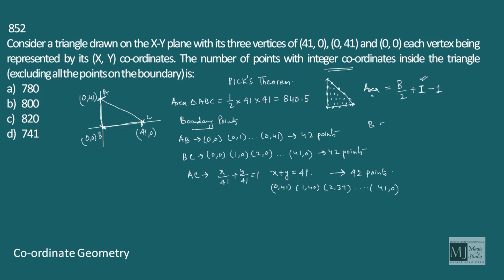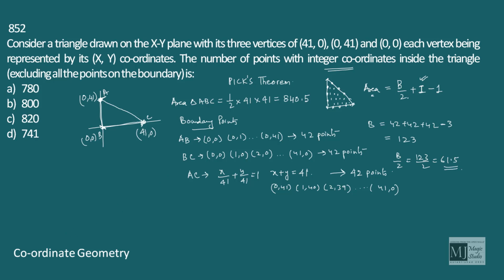So the number of boundary points is 42 plus 42 plus 42, but we need to deduct points A, B and C, which are being considered twice, minus 3. So that will give us 123. So the B value is 123. B by 2 is 123 by 2, that is 61.5.